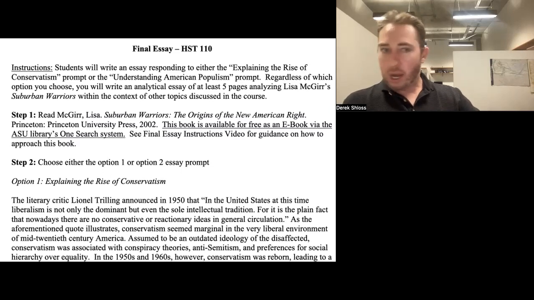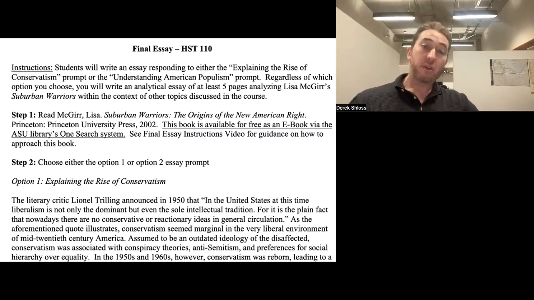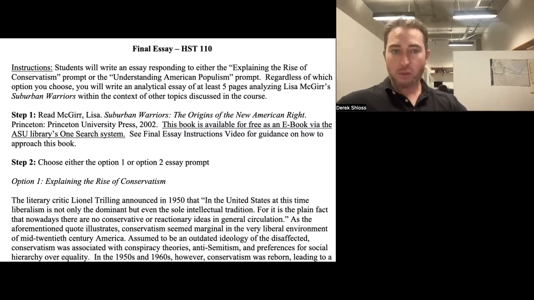Okay, so let's get into this instruction sheet. Instructions: students will write an essay responding to either the Explaining the Rise of Conservatism prompt or the Understanding American Populism prompt. Regardless of which option you choose, you will write an analytical essay of at least 5 pages, analyzing Lisa McGirr's Suburban Warriors within the context of other topics discussed in this course. Okay, so step 1, read McGirr's Suburban Warriors, The Origins of the New American Right.